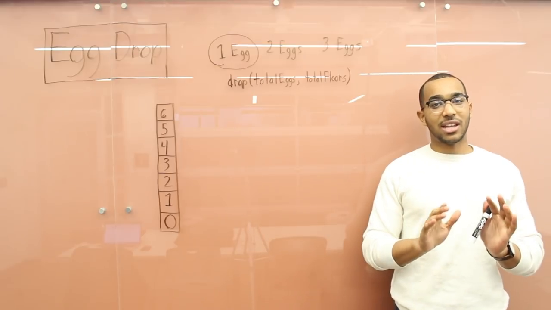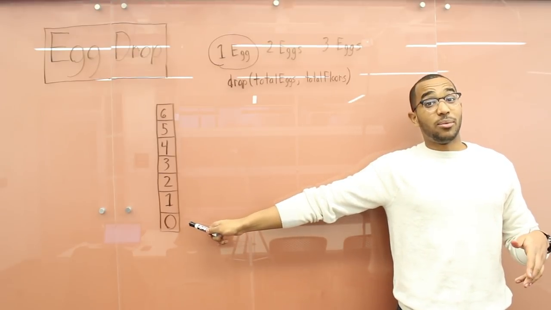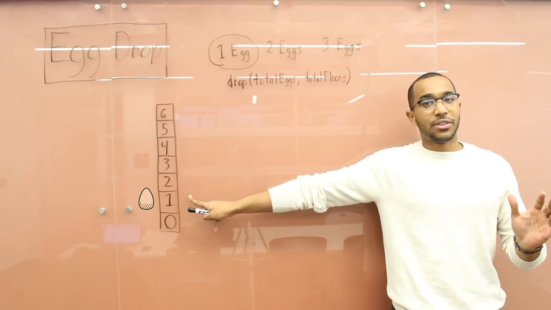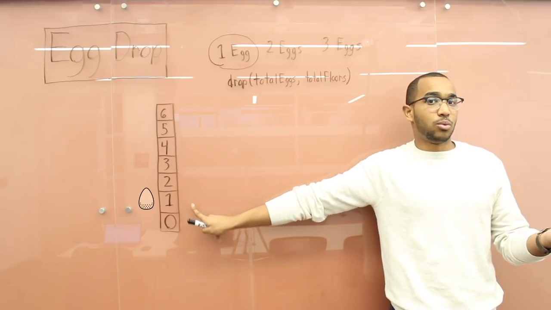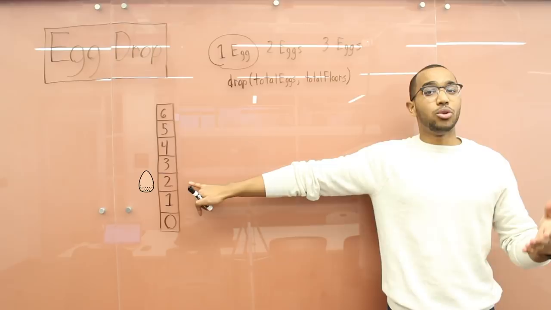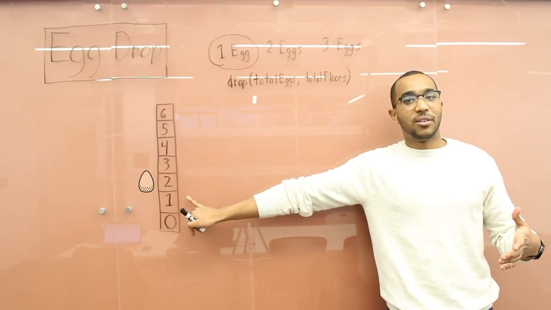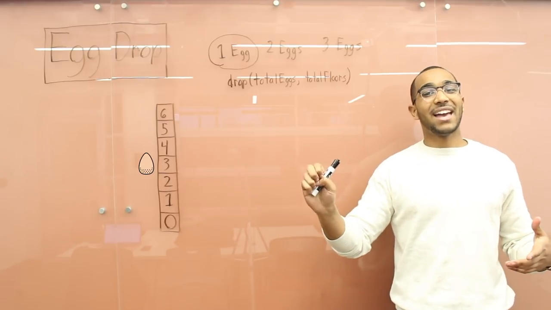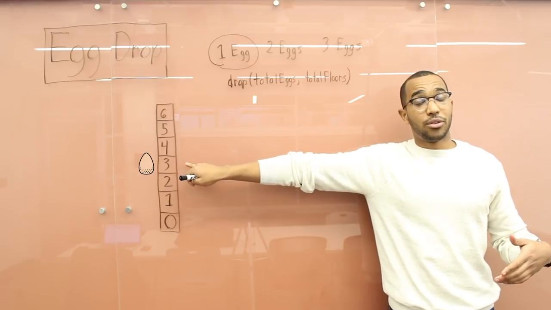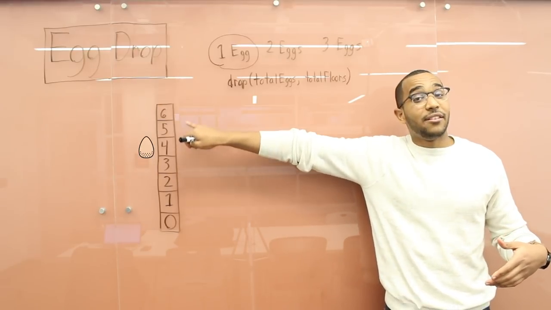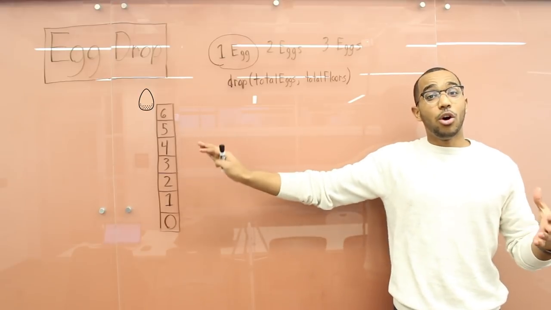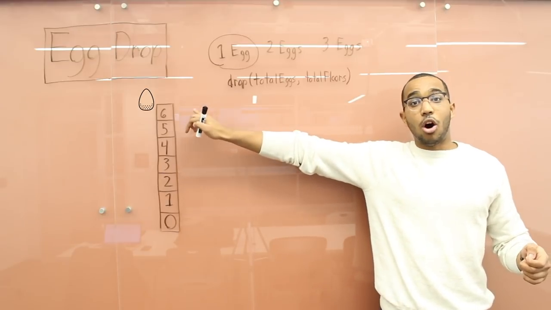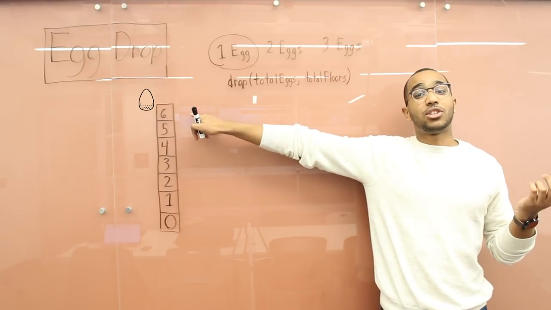So instead, my strategy is going to be that I'll drop 1 egg from floor 1. If it breaks, then I know that my pivotal floor is 1 below me. I'm going to drop from floor 2. If my egg breaks, then I know that the pivotal floor is floor 1. If it doesn't break at 1 or 2, I'll drop it from 3. I still have the egg because it didn't break. If I drop it from floor 3 and it doesn't break, I go to floor 4, and then 5. And then if it breaks at 5, I know that the pivotal floor is floor 4. So, in the worst case, the floor where our egg is going to break is at the very top floor.